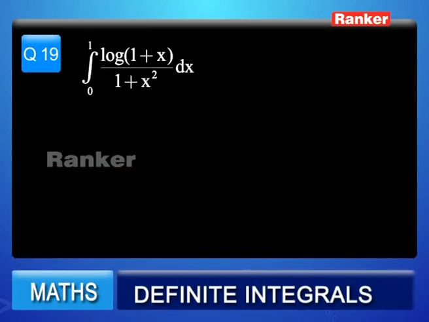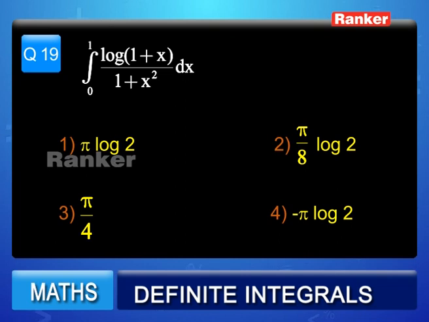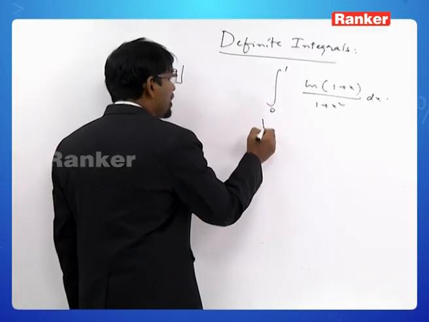Let's move to question number 19. Integral 0 to 1 of log of (1 plus x) by (1 plus x squared) dx. First option pi log 2, second option pi by 8 log 2, third option pi by 4, and fourth option minus pi log 2. Put x equal to tan theta.